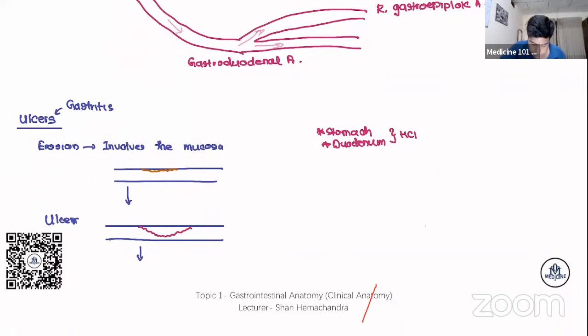Next, let's take a look at the next stage of ulcers. It's called perforated ulcers. Can someone tell me what perforated ulcers mean?